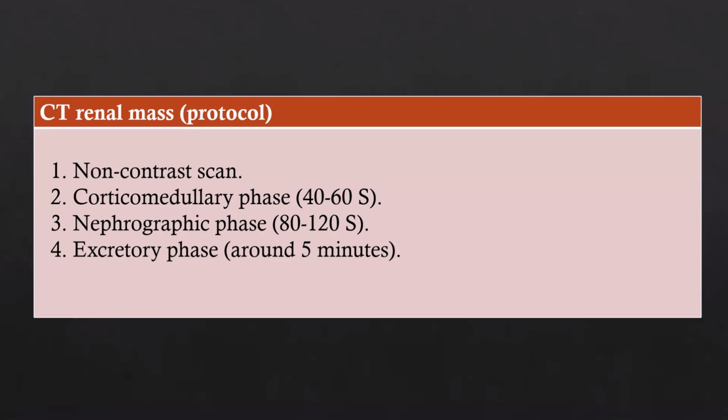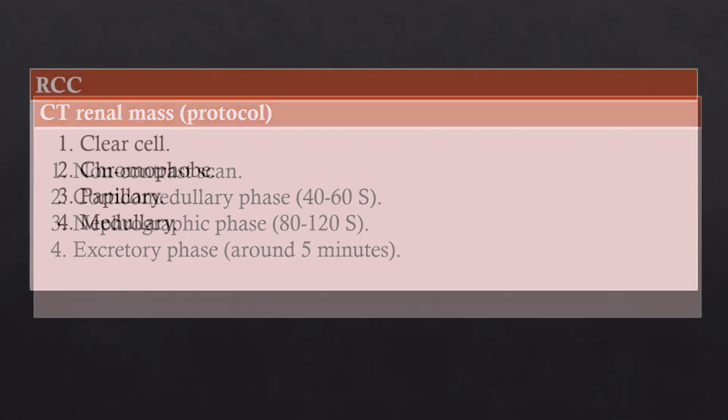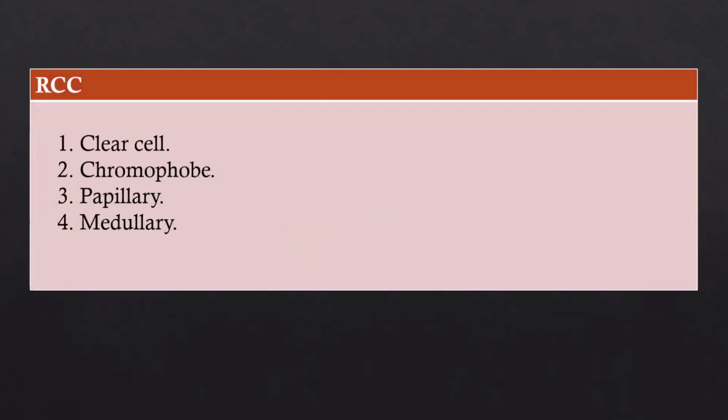What are the common pathological types of renal cell carcinoma? We have clear cell, chromophobe, papillary, and medullary. Clear cell is highly enhancing and the most common type, as you see here in our case. Chromophobe is moderately enhancing. Papillary type is less enhancing, a hypo-enhancing mass lesion. Medullary is common with sickle cell anemia.